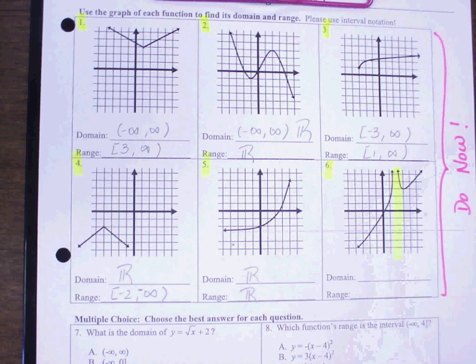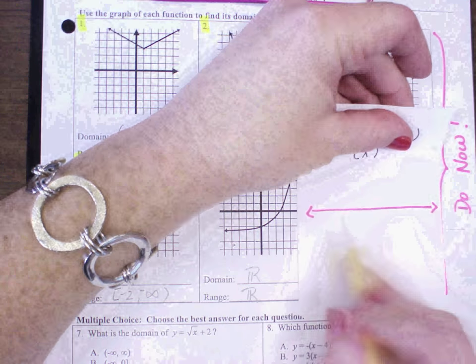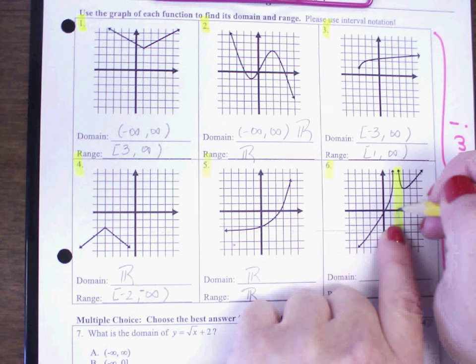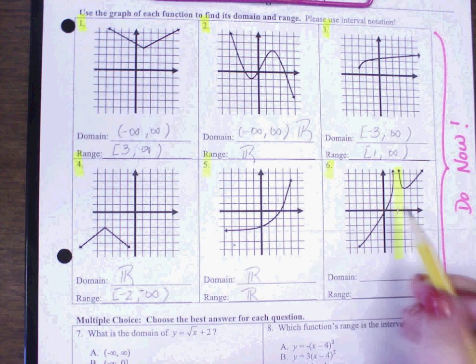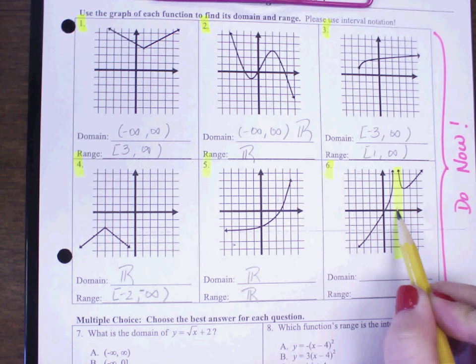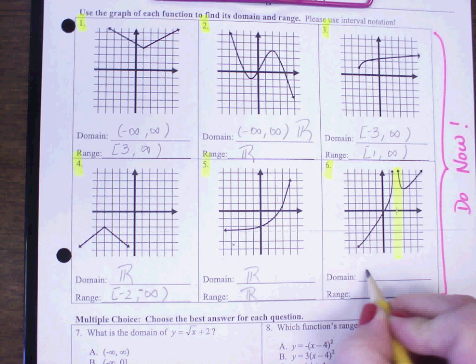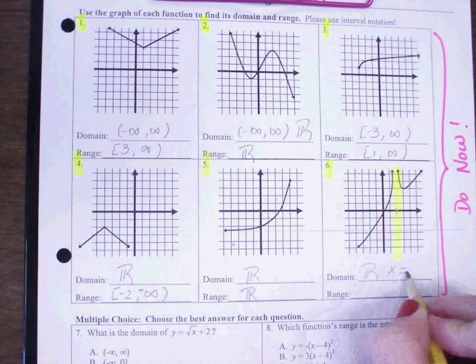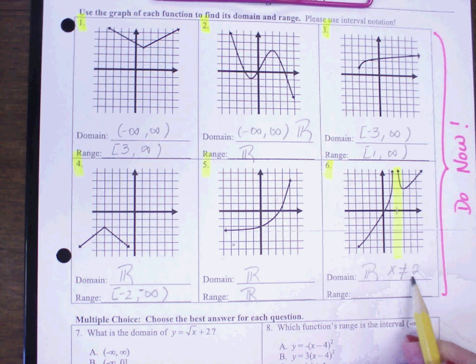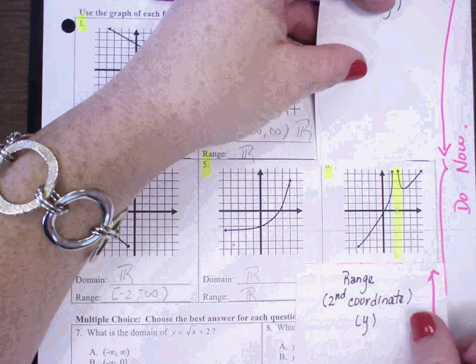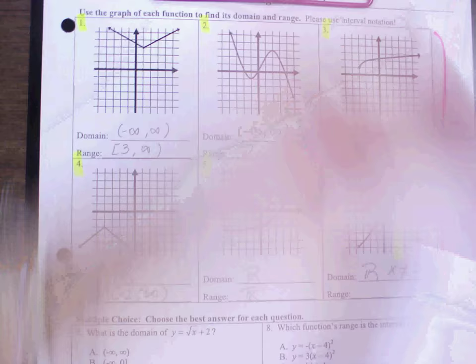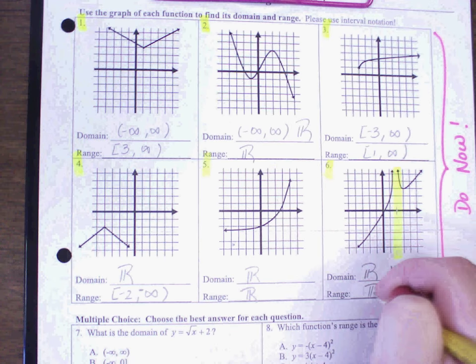So for my domain, which is right and left, right? What can I say? I think it's everything except for what? For x equals 2. Very good. So it's all real numbers with the exception that x cannot be equal to 2. Now, can I restrain on my range? No. Say it, say it. No. Very good. So that would be all real numbers. Alrighty?